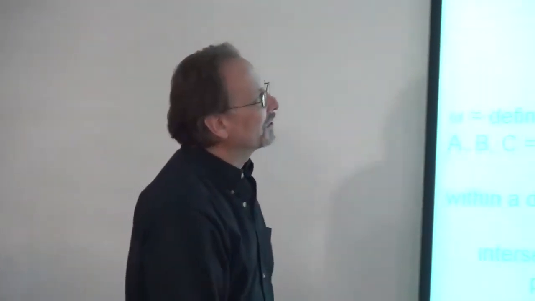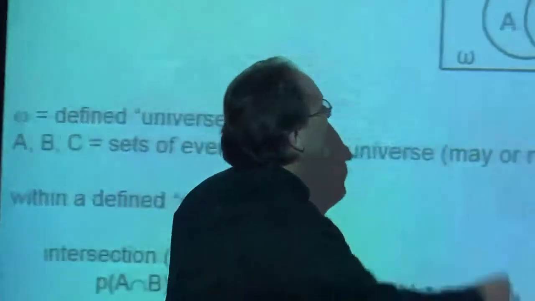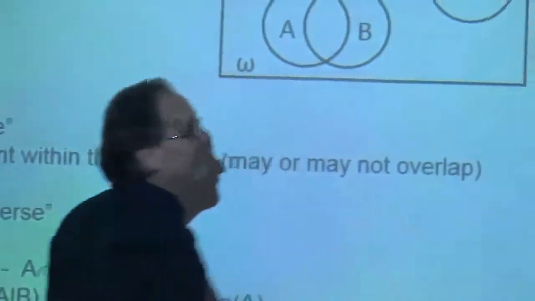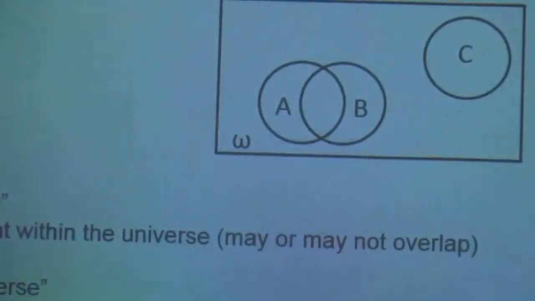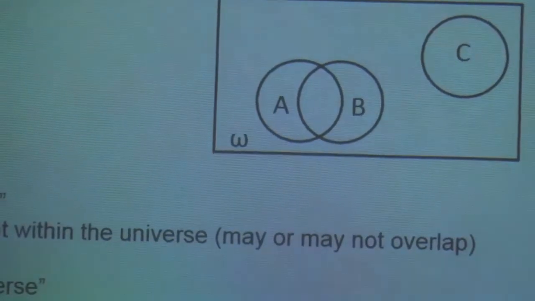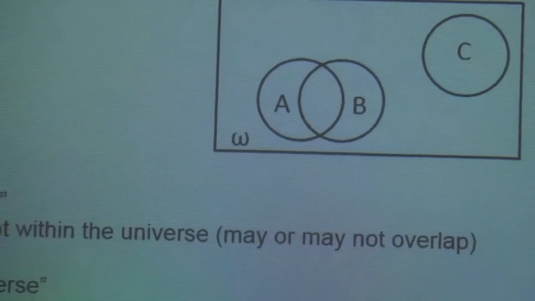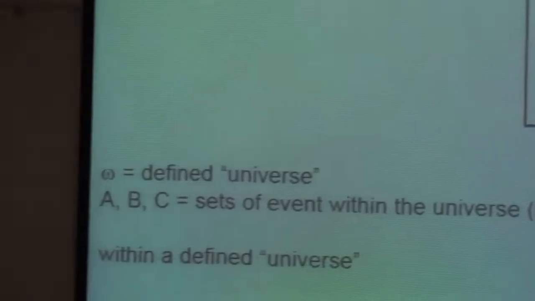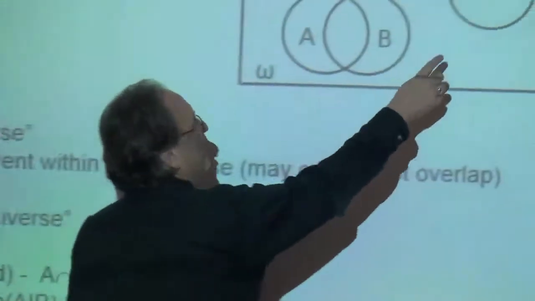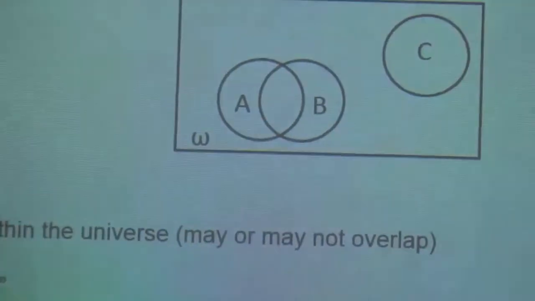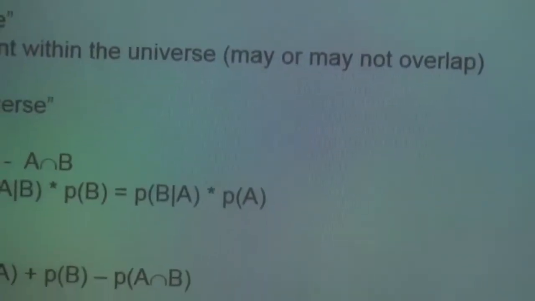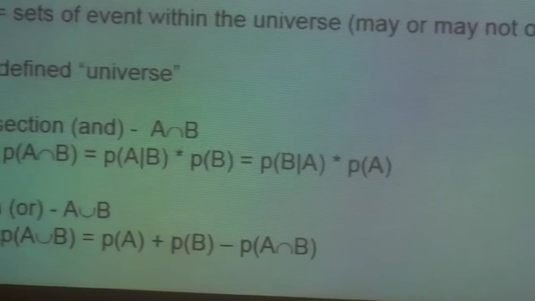Now, what about the intersection or the union of A and C? The union of A and C won't be zero. It's just the probability of A plus the probability of C, because I have no intersection. Intersection is zero, but union is just the probability of A plus the probability of C. And for completeness, you can subtract off the intersection, but the intersection is null.